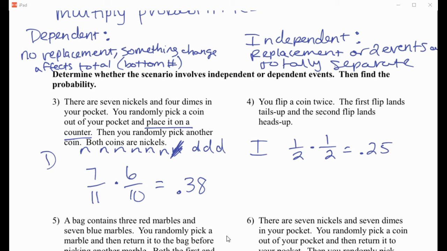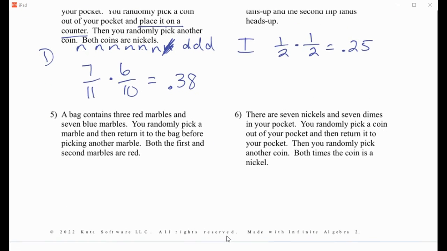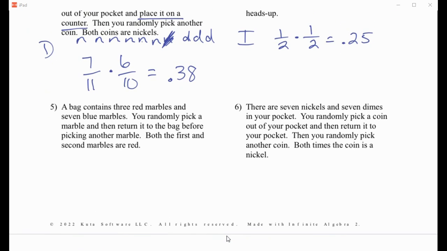Okay, another example. A bag contains 3 red marbles and 7 blue marbles. You randomly pick a marble and then return it to the bag. If you returned it, that's what you're looking for. Did you return it or did you not return it? So this one would be independent. Both the first and second marbles are red. You've got 3 red and 7 blue, so that's 10 total. The probability of getting red is 3 out of 10. And since you put it back, the other one is also 3 out of 10.